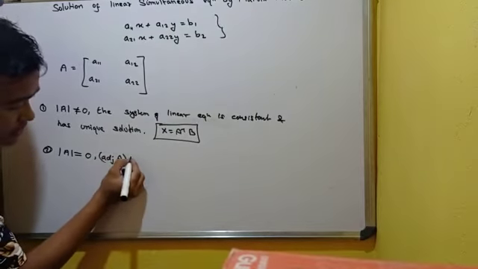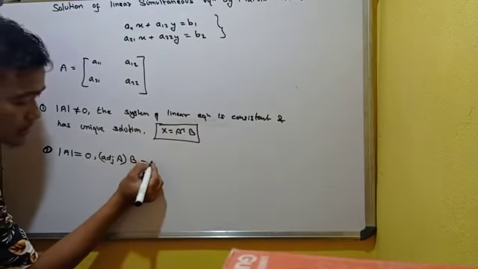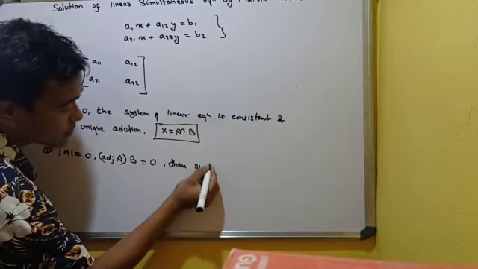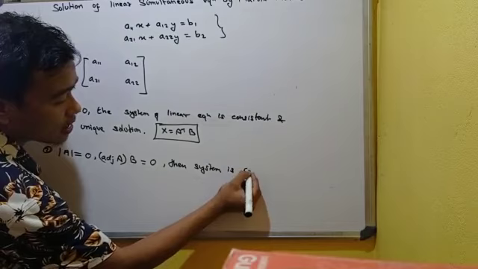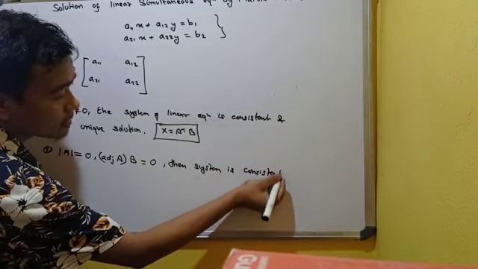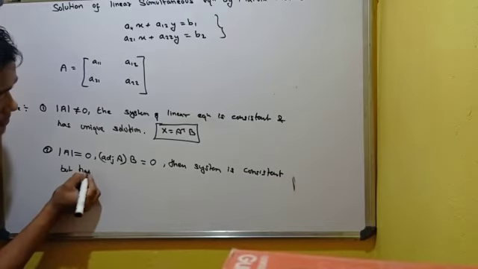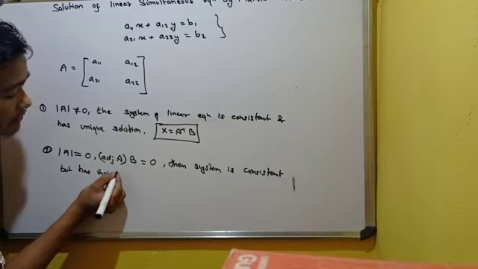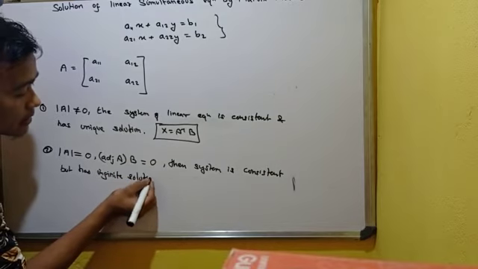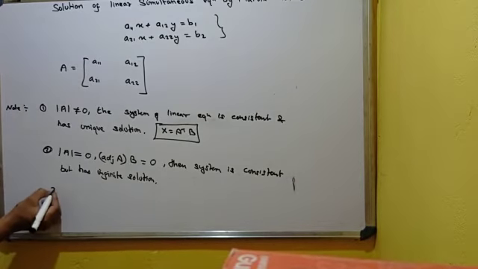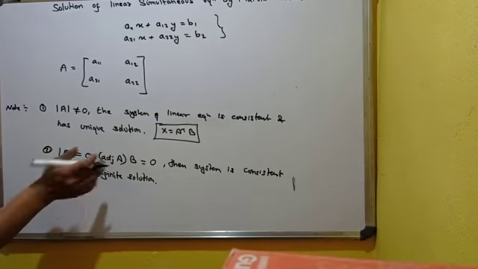Note number 2: if the determinant of A is equal to 0, moreover adjoint of A into B is also 0, then the system is consistent but has infinite solutions. Here infinite solutions means you can get two or more values of x and y. So the values of x and y are not unique in this second case.